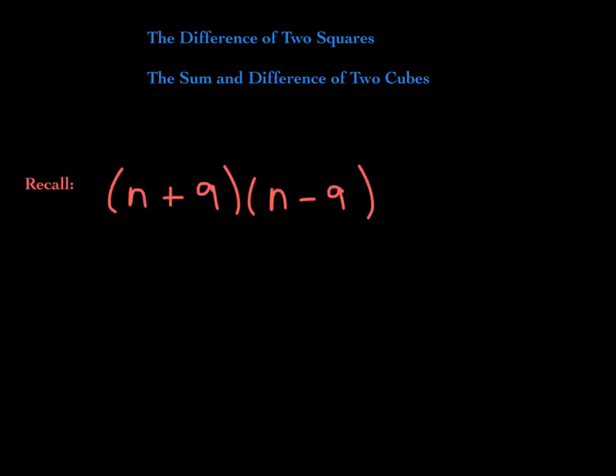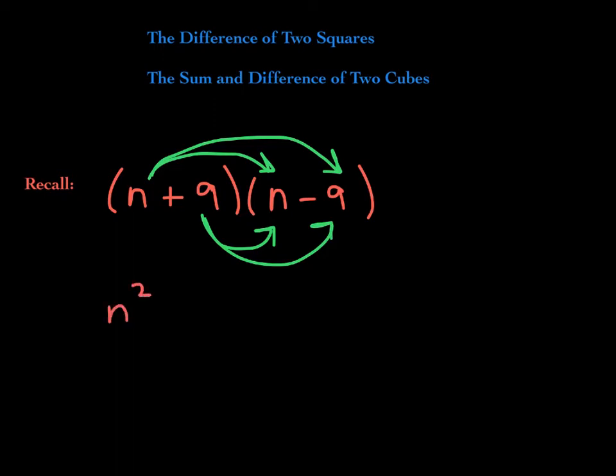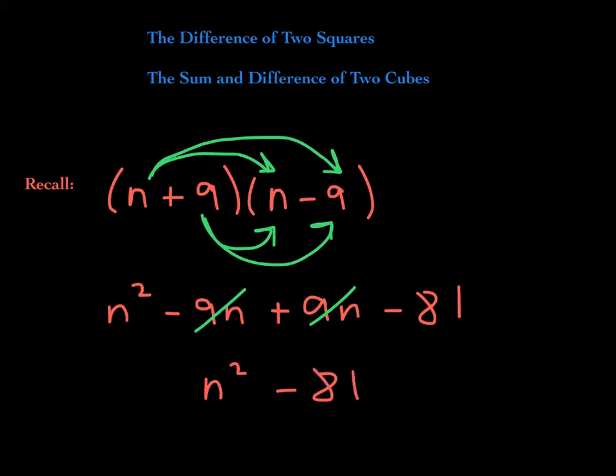To get us started and to understand how to factor a difference of two squares, I want you to consider multiplying these two binomials. Now, I hope we feel comfortable distributing. So n times n, n times negative 9, 9 times n, and 9 times negative 9. When we distribute, we get n squared minus 9n plus 9n minus 81. And you can see that these two terms are opposites, so they cancel, leaving you with just n squared minus 81. This is a difference of two squares.